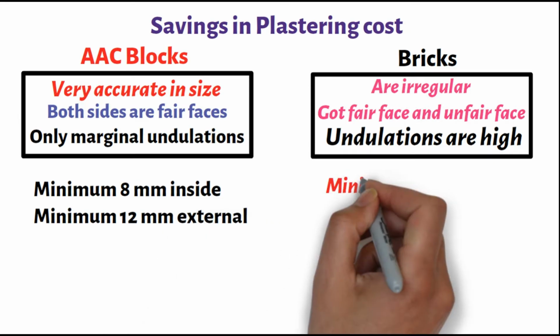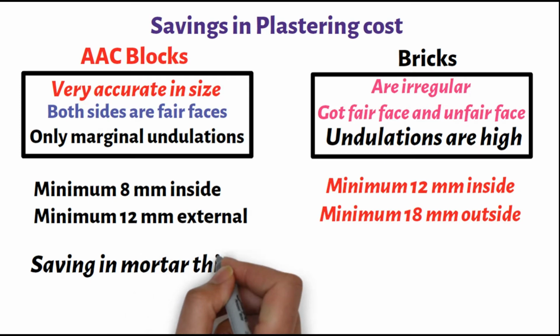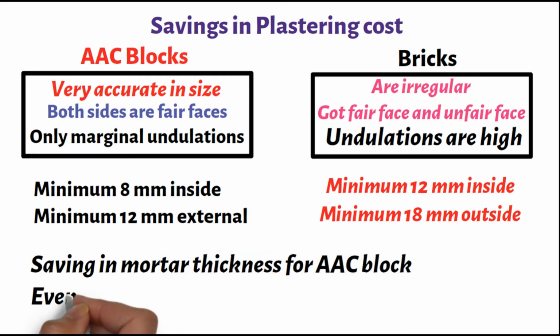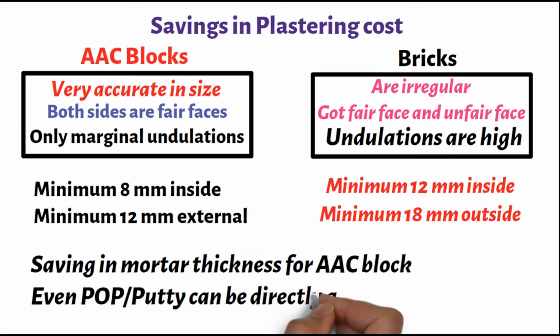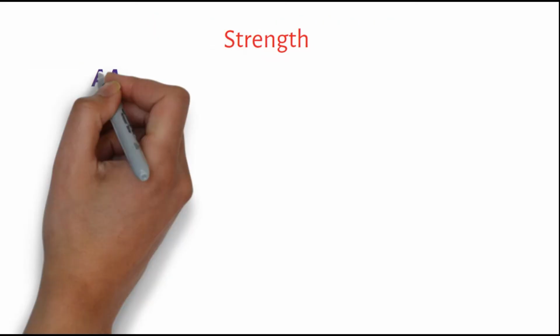AAC blocks require a minimum of 8 mm thickness of plastering inside and 12 mm outside, whereas bricks require 12 mm inside and 18 mm outside. So there is a saving in mortar thickness for AAC blocks. Even POP and putty can be directly applied to the AAC blocks.